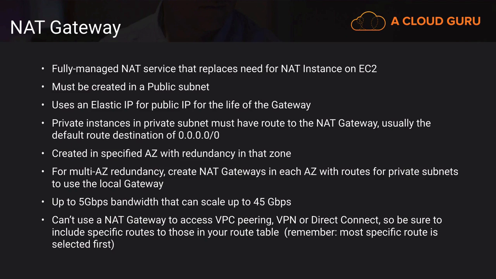There is a limitation on bandwidth here. AWS guarantees 5 gigabits of bandwidth, but you can scale up to 45 gigabits. Now, you can't use the NAT gateway to access VPC peering, VPN connections, or Direct Connect connections. So you're going to have to be sure to include specific routes to those networks in your route table. And remember, the most specific route in your route table is the one that gets selected first.